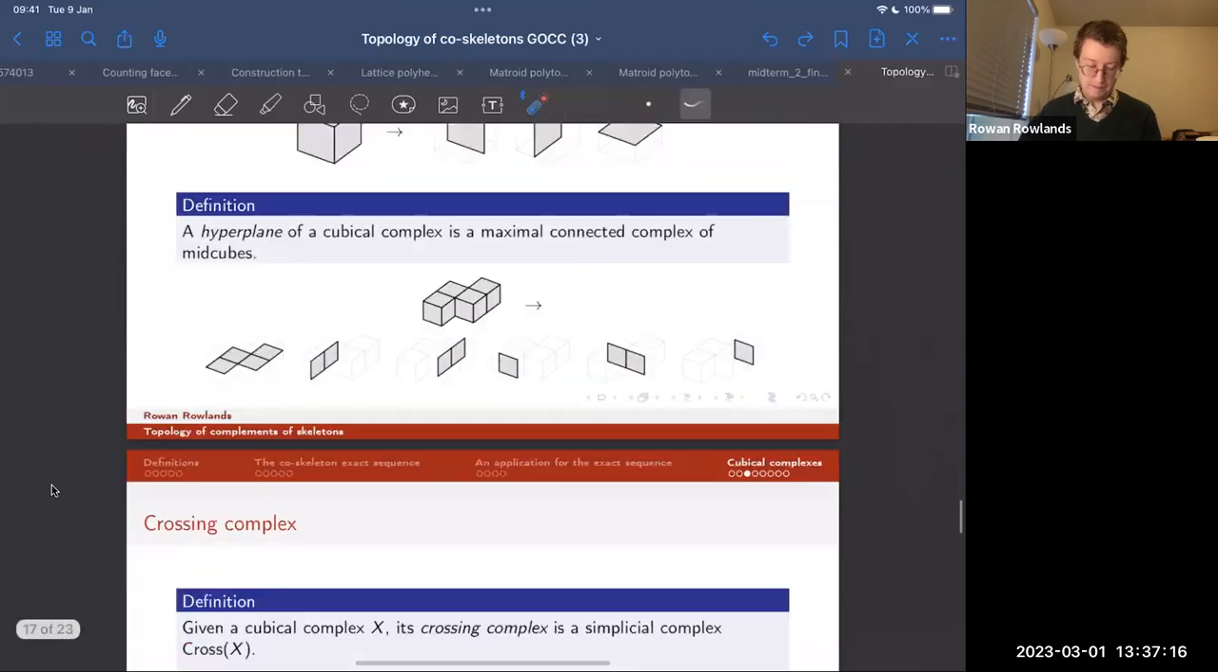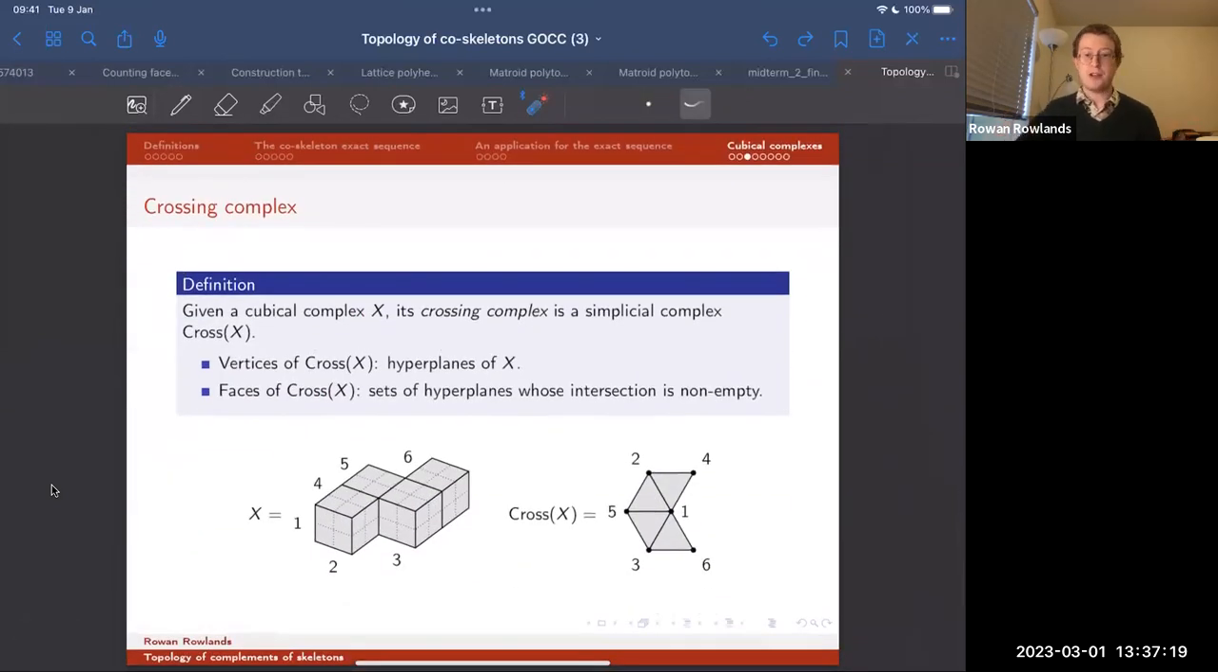The property of hyperplanes that I am especially interested in is asking when the hyperplanes intersect each other. In particular, I've defined something called a crossing complex for a cubical complex. If you have a cubical complex, its crossing complex is a simplicial complex that tells you something about the intersection pattern of the hyperplanes. If I'm defining a simplicial complex, I need to tell you what the vertices and faces of that simplicial complex are. So the vertices of this crossing complex will be the hyperplanes of the cubical complex. We'll have one vertex for each hyperplane.